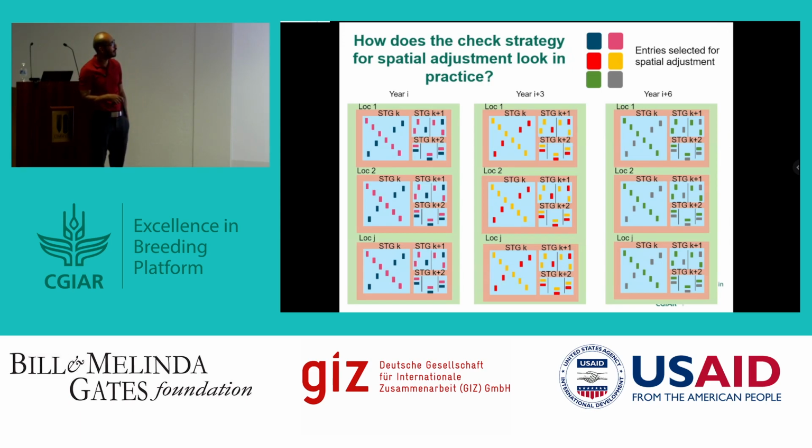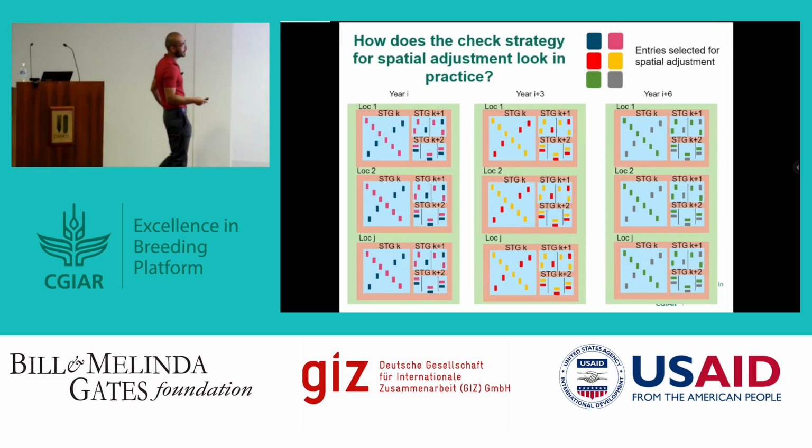Because we talk about check strategy, and immediately I think what comes to your mind is spatial adjustment, commercial checks, etc. And if you think for a minute in different years in your breeding program, in different locations, where you have planted different stages, let's say stage 1, stage 2, stage 3, in a given location, another location, in year 1, year 2, year 3, or just I plus X, I plus Y.